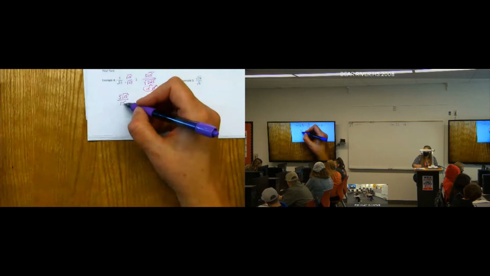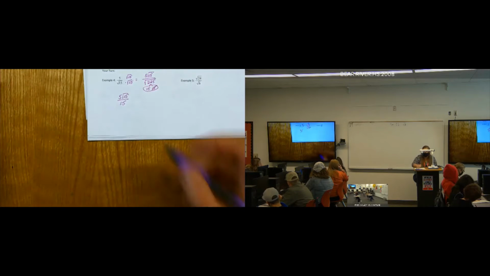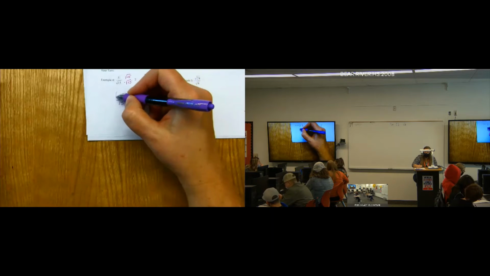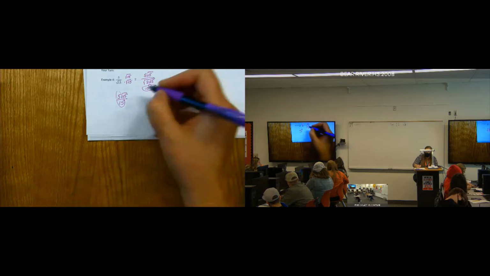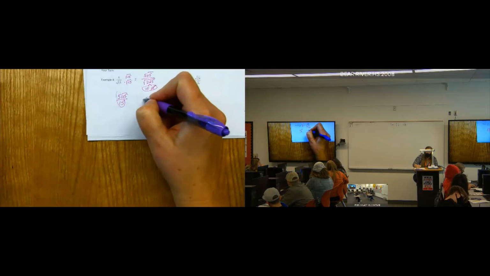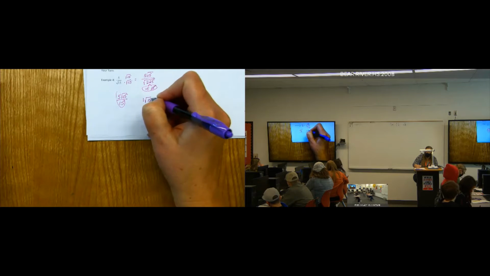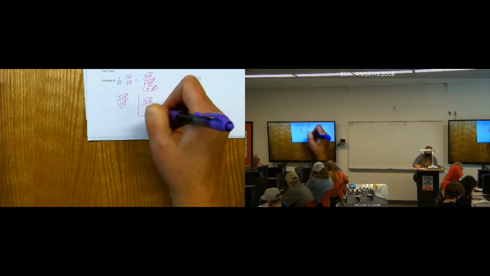Does it reduce? I just put 15 on the bottom. Yeah, you just put 15 on the bottom. But look, you guys, 5 divided by 15 reduces, doesn't it? What does it reduce to? 1 square root of 15 over 3. There's my answer.